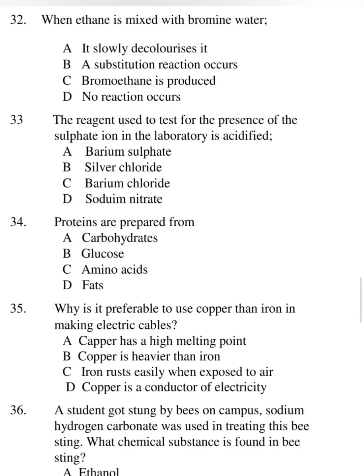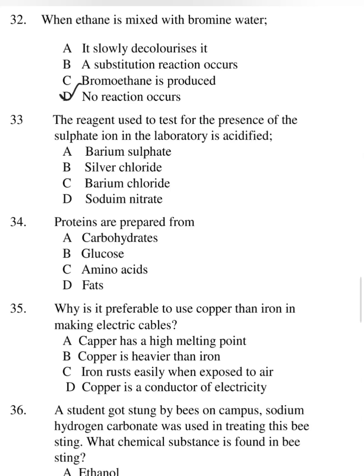In number 32, when ethane is mixed with bromine water, A, it slowly decolorizes it. B, a substitution reaction occurs. C, bromoethane is produced. D, no reaction occurs. So we have D as the correct option because bromine water actually is used as a test for unsaturation. Ethane, being a saturated hydrocarbon, has no effect on bromine water.